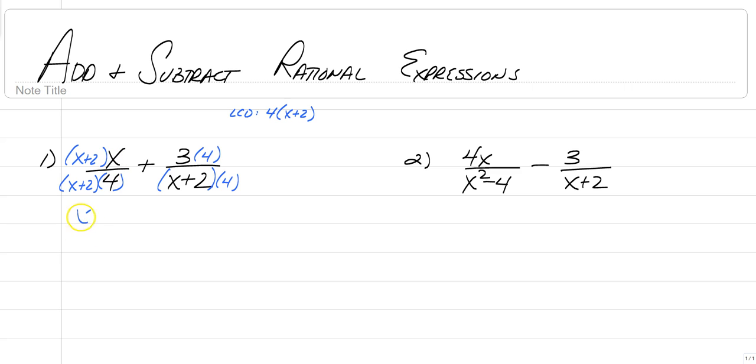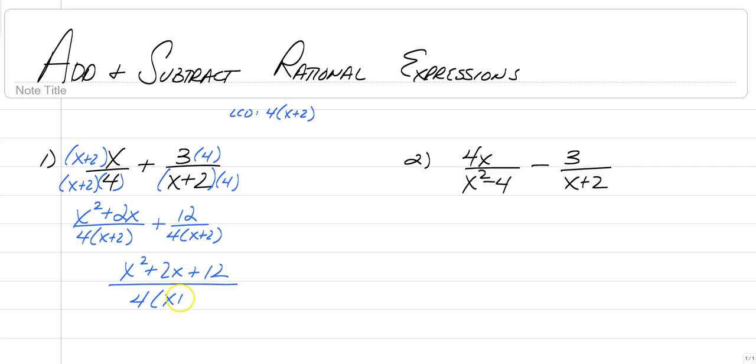So this becomes x squared plus 2x all over 4 times x plus 2 plus, and over here we have 12 all over 4 times x plus 2. Now we have the same denominator. Once you have the same denominator, it's okay to add the numerators. So we're just going to get x squared plus 2x plus 12 all over 4 times x plus 2. And for the purpose of this example, we are done.